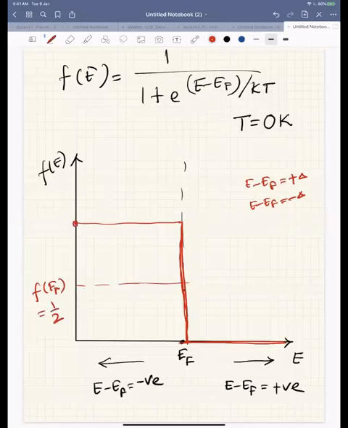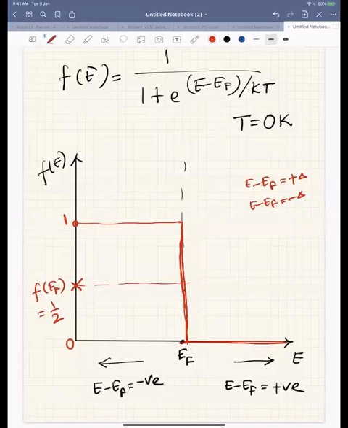So this is basically 1, this is 0, and this one is half, right here. So what does this tell you? The probability that the energy state is filled at E equal to EF. Let's say the energy state is right at EF, the reference energy level, then the probability is half. If you go above that, the probability is 0. If you go below that, the probability is 1. That is at absolute zero temperature, right? I'm talking about absolute zero temperature.